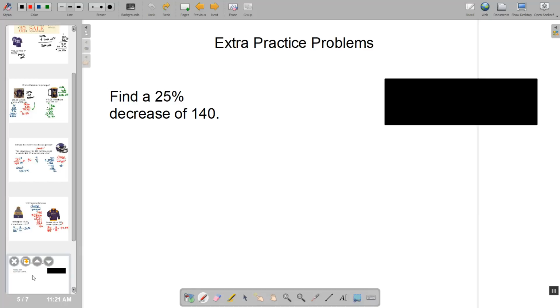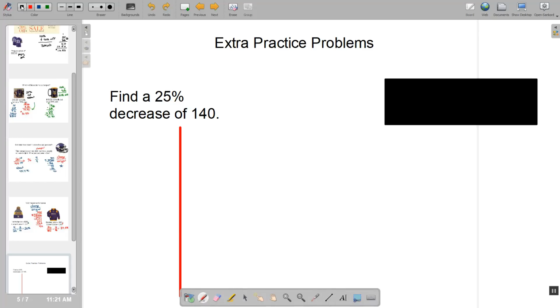Let's do a couple extra practice here because percent change is tricky. So a little bit of extra practice can always be helpful. So we're going to find a 25% decrease of 140. And remembering that there are two strategies, we're going to do both strategies for this problem.